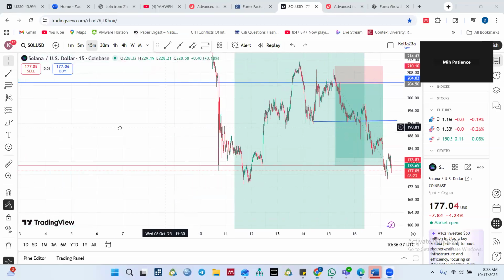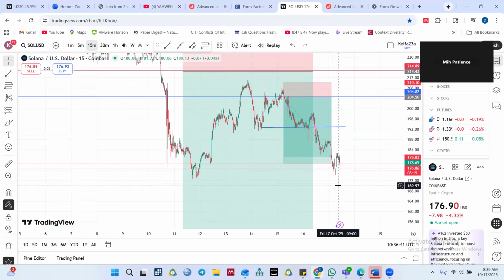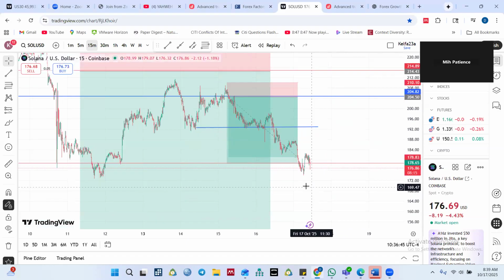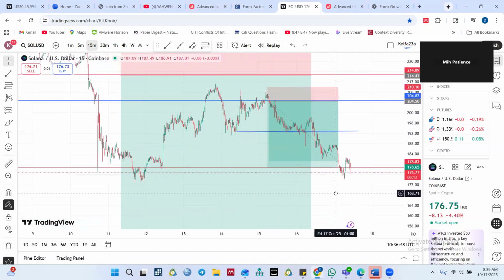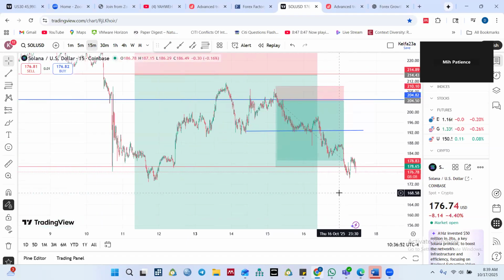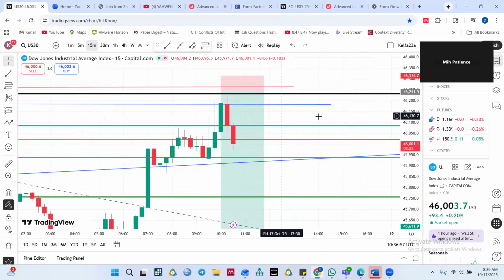So I called this trade, I think, 3 days ago on Solana USD, and we are getting the final TP hit. Wow. Okay, let's see what US 30 will do.